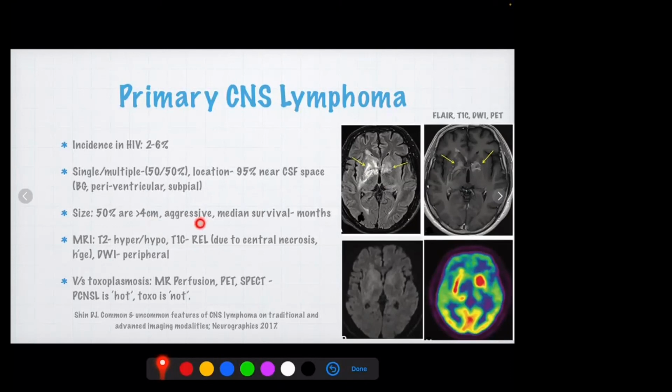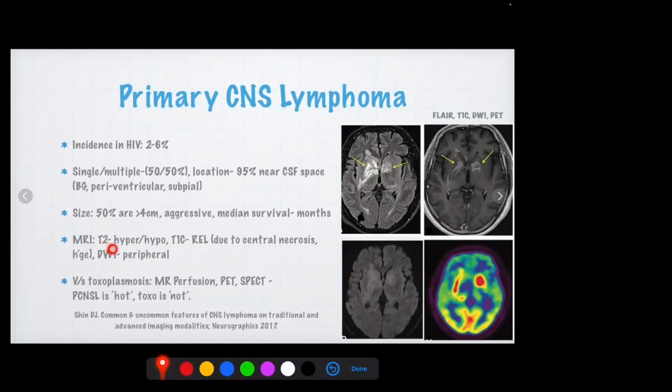The median survival is only a few months if not treated, and hence it is not a good idea to wait for 2 weeks of empirical treatment for toxo before considering a lymphoma. That's, I think, more of an old textbook teaching from when the sequences were not so advanced. But with the PET study and the perfusion studies, there should be a more aggressive lookout for a lymphoma even in a suspected case vis-a-vis toxoplasma. So there is not much to differentiate from conventional sequences of T2 and T1 contrast.